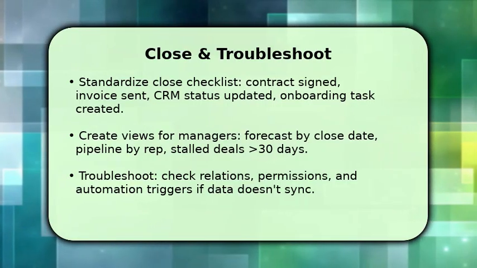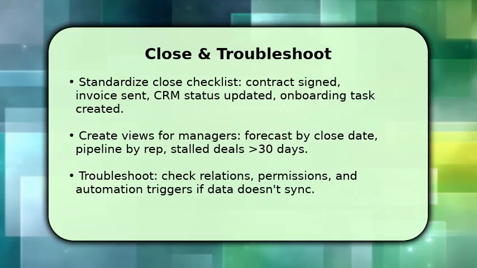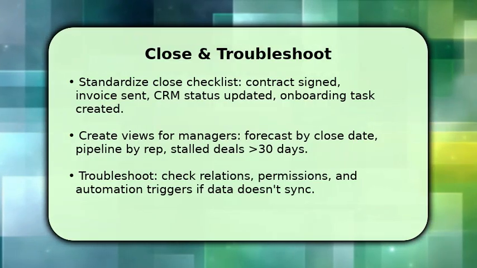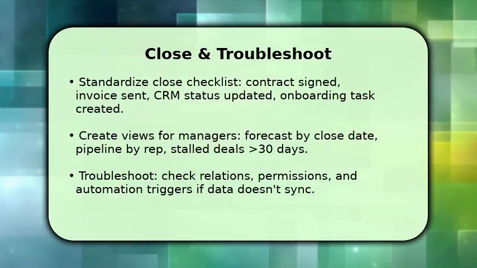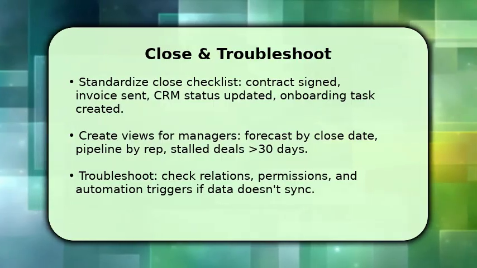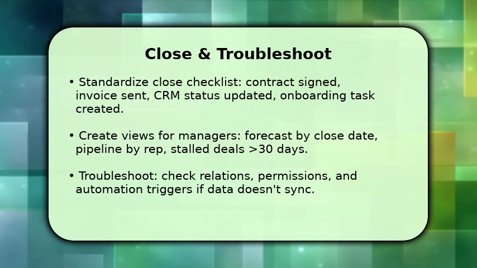For oversight, add manager views filtered by close date, rep, and stalled deals older than 30 days so you can prioritize coaching. If data isn't syncing, check relation fields, permissions, and automation triggers first. Often a broken relation or a disabled integration is the single point of failure.